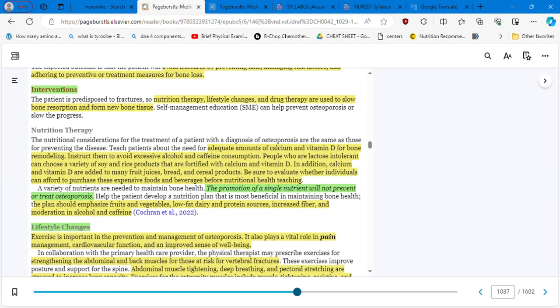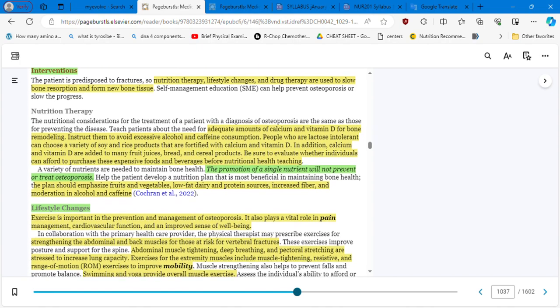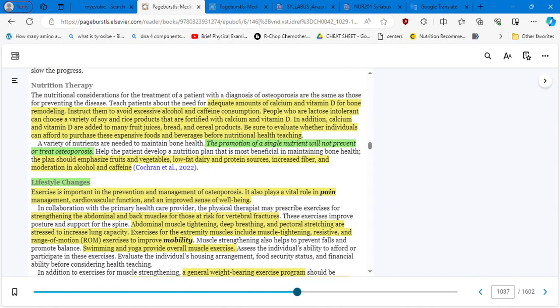Nutrition, lifestyle changes, and drug therapy, assessment, observance. We are going to use them sometimes to reduce bone resorption, which means bone destruction, and form new bone tissue. Then nutritional therapy, we know already: a good amount of calcium, vitamin D, and avoiding excessive alcohol and caffeine.